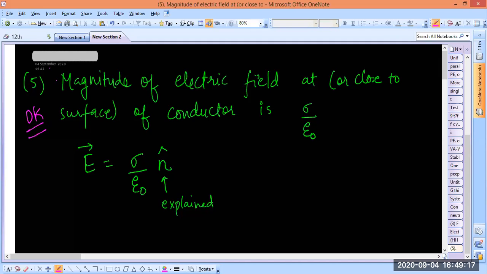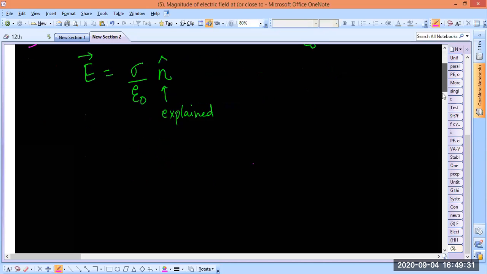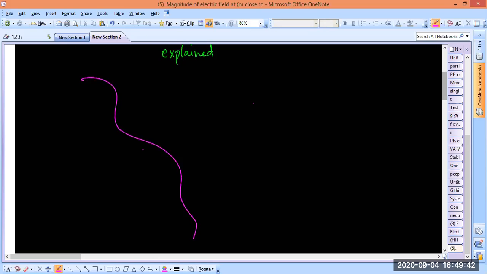Okay, so sorry, let's prove this, right? Let's prove this. See, suppose this is some randomly shaped surface, all right, it doesn't matter what shape. What we are going to do is take one point that is very, very close, infinitesimally close. All right, we are going to talk about an infinitesimally close point.